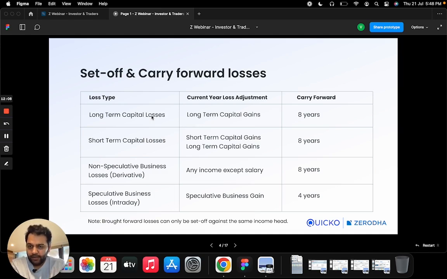On the other hand, speculative business losses, which arise from intraday trading, can only be set off against other speculative business gains, and they can only be carried forward for up to 4 years.